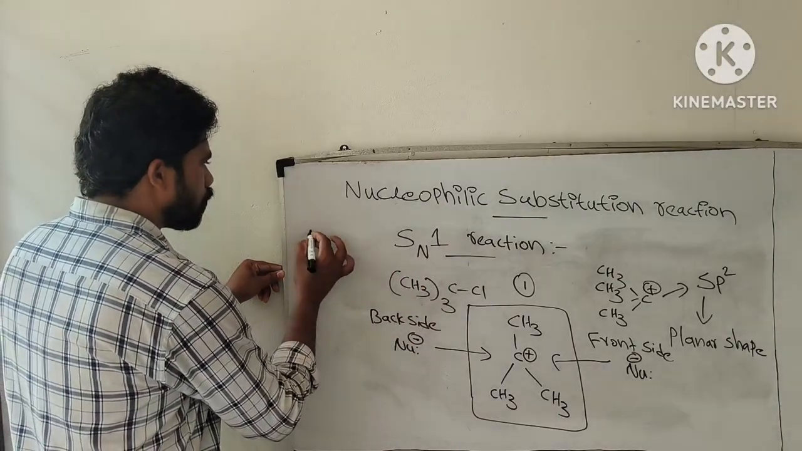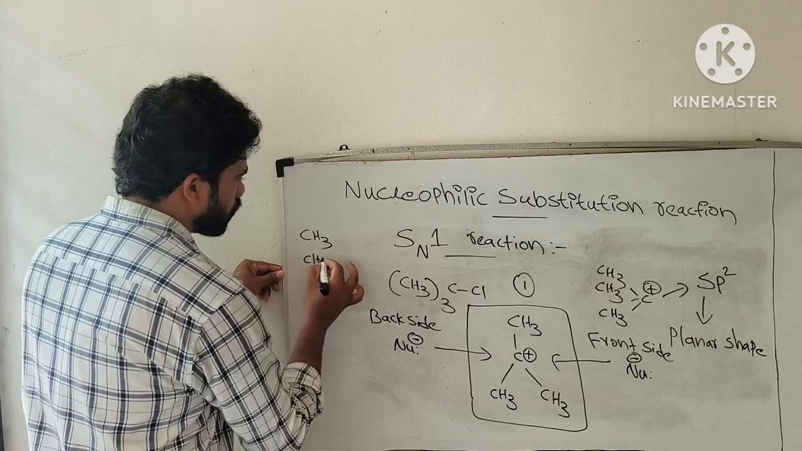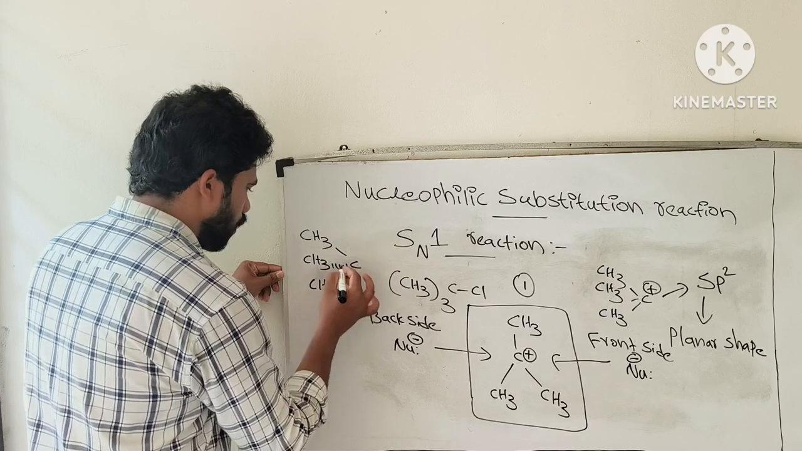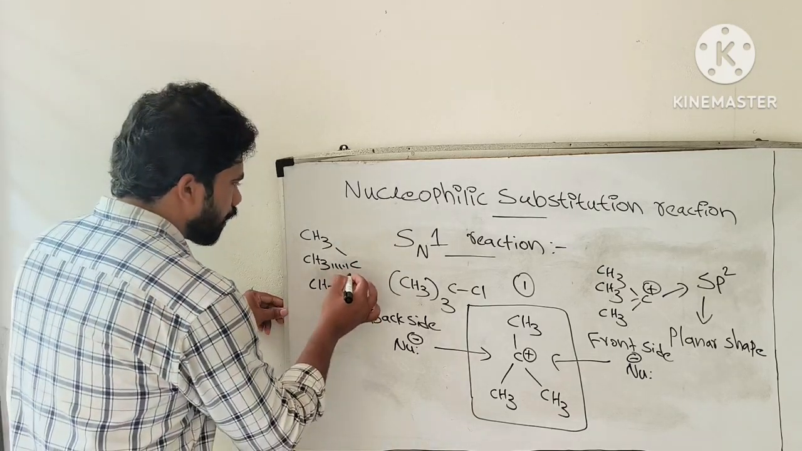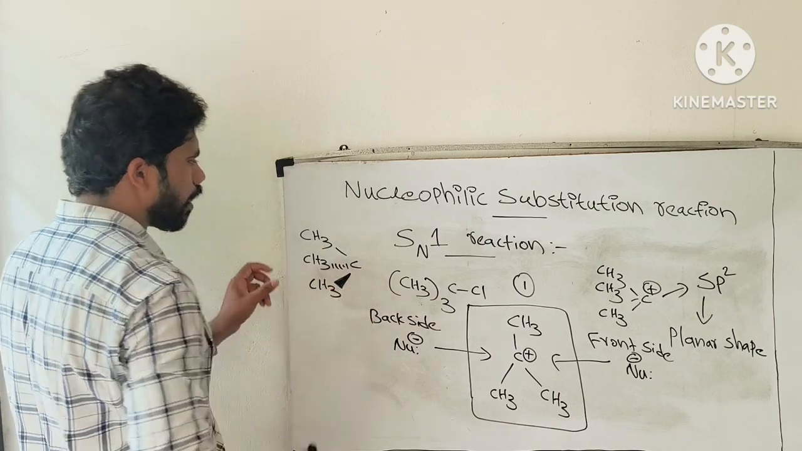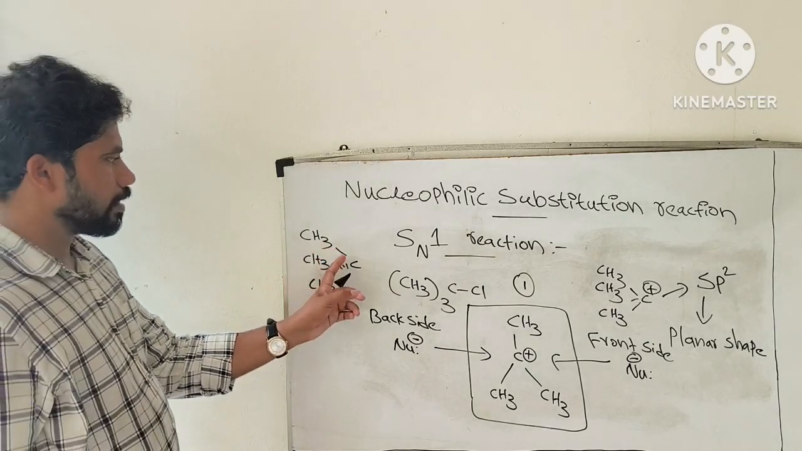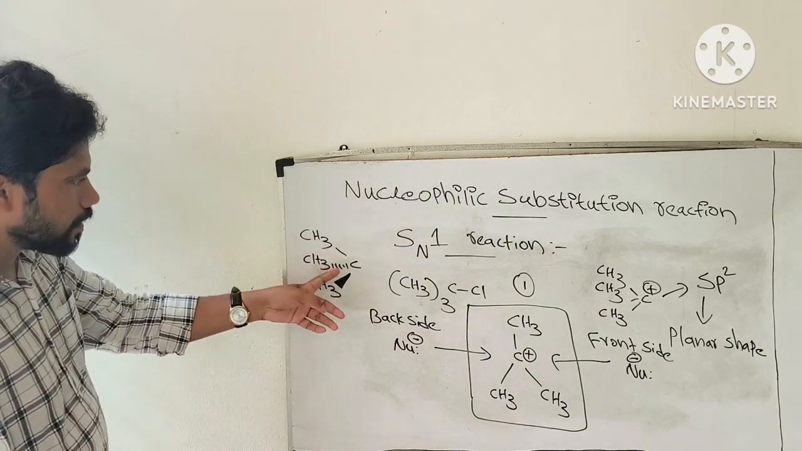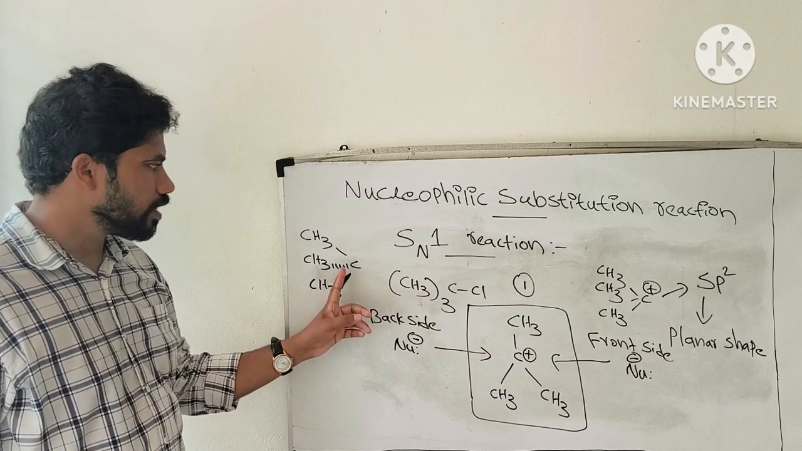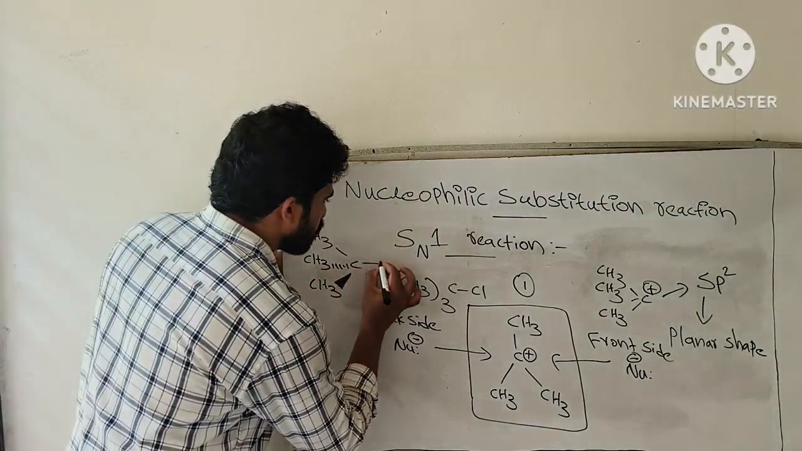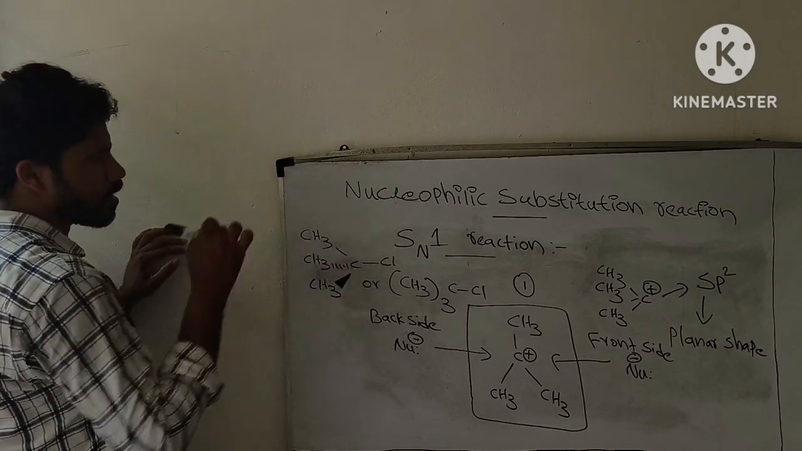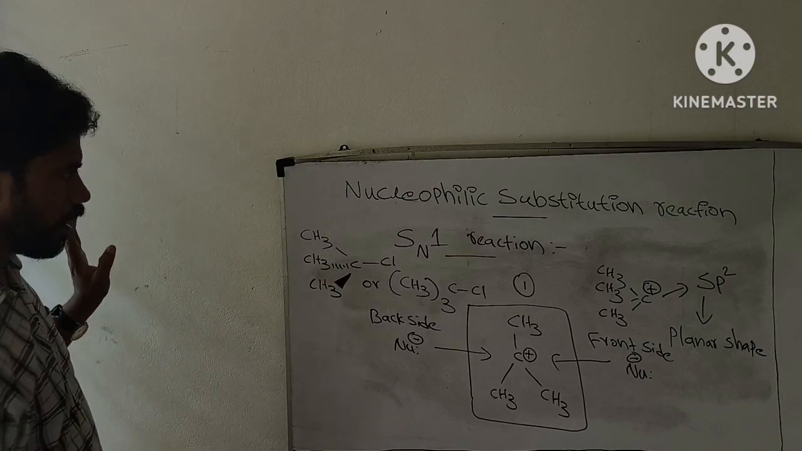Initially, the structure of the tertiary butyl chloride was like this: CH3, CH3, CH3. I can put a straight line, a dotted line, and a solid wedge also. A straight line indicates the carbon CH3 bond is in the plane of paper, and the dotted or dashed line indicates away from the observer, and the solid wedge indicates towards the observer. So this is tertiary butyl chloride, and this is another structure. So why did I put this structure also? For the explanation of the stereochemistry.